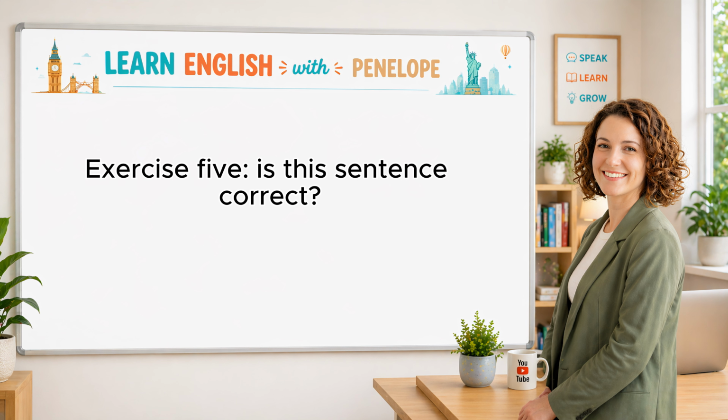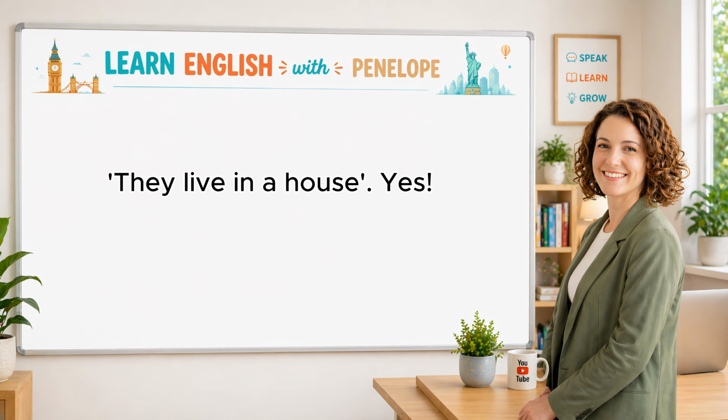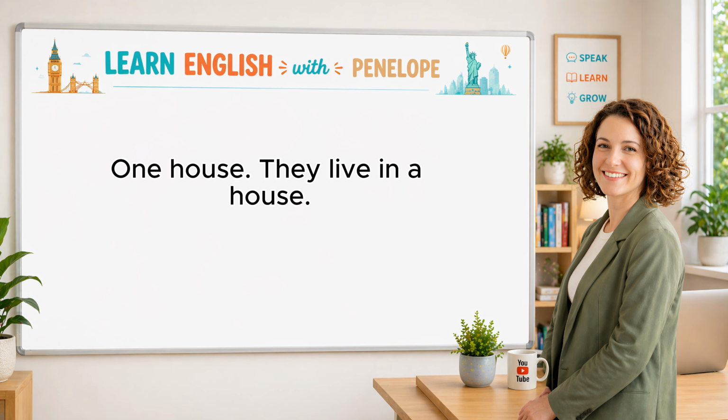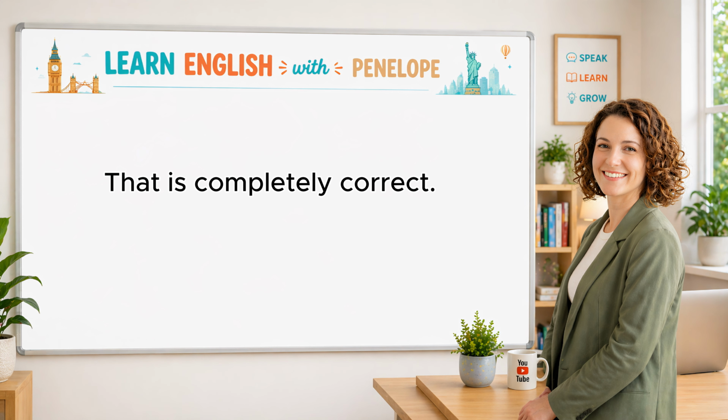Exercise 5. Is this sentence correct? They live in a house. Yes. House starts with H. H is a consonant. One house. They live in a house. That is completely correct. Great job.